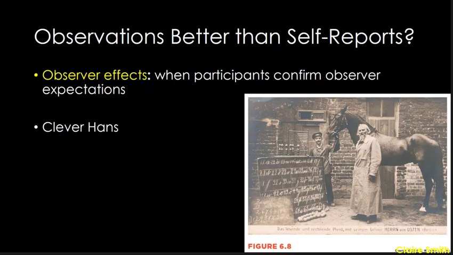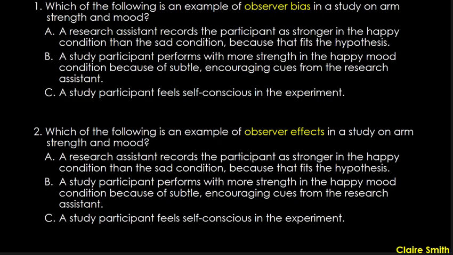Okay, so let's see this. Which of the following is observer bias and which is observer effects? A: A research assistant records participants as stronger in the happy condition than the sad because it fits the hypothesis. B: A study participant performs with more strength in the happy mood condition because of subtle encouraging cues from the research assistant. C: A study participant feels self-conscious in the experiment.